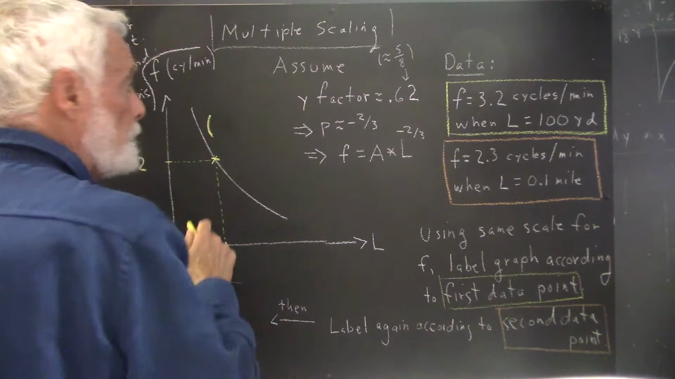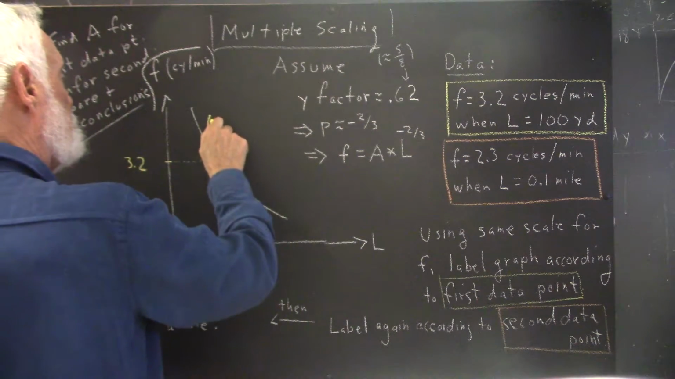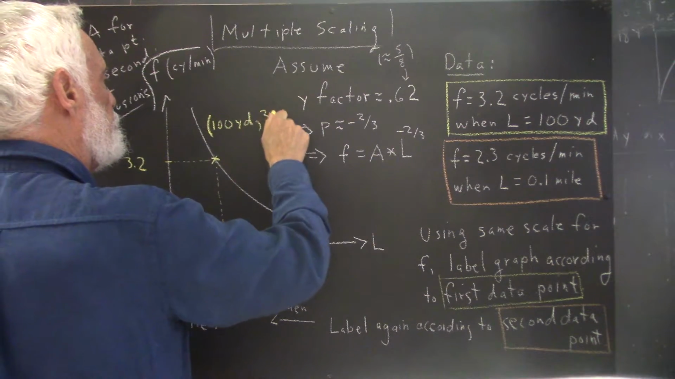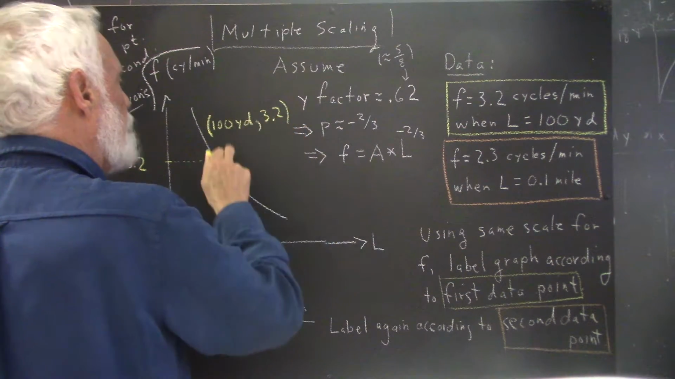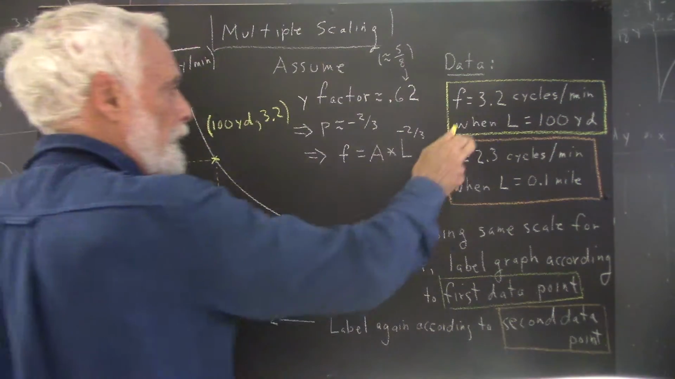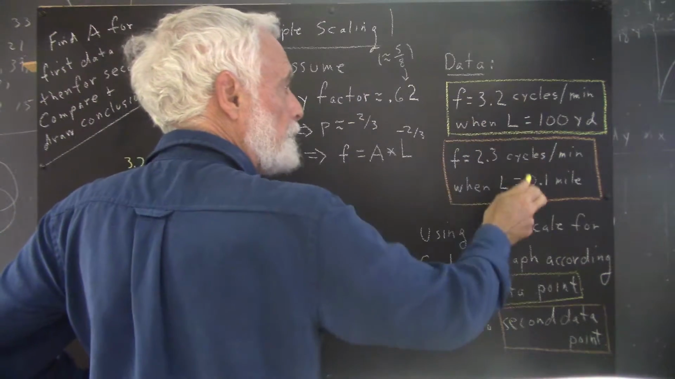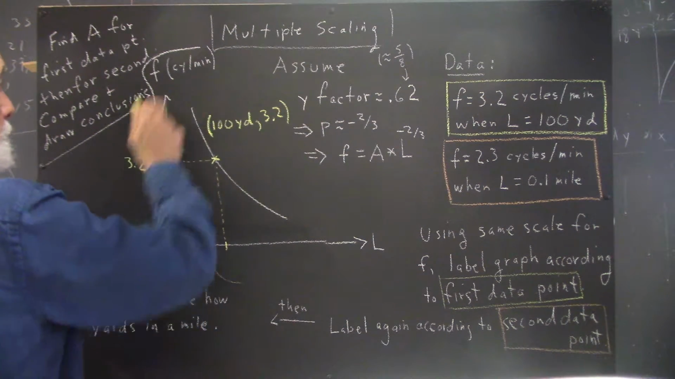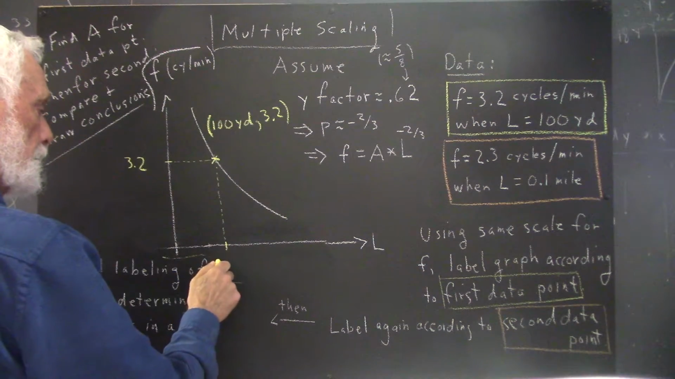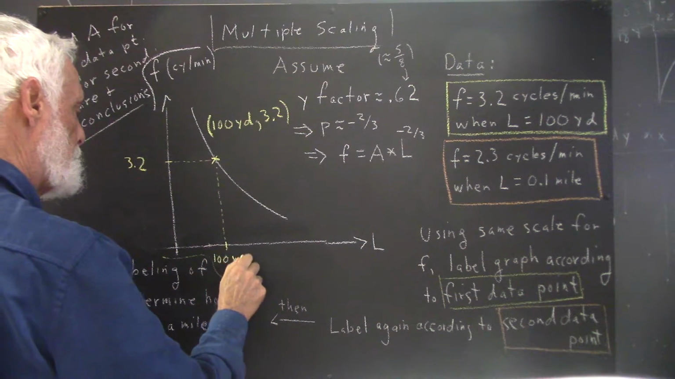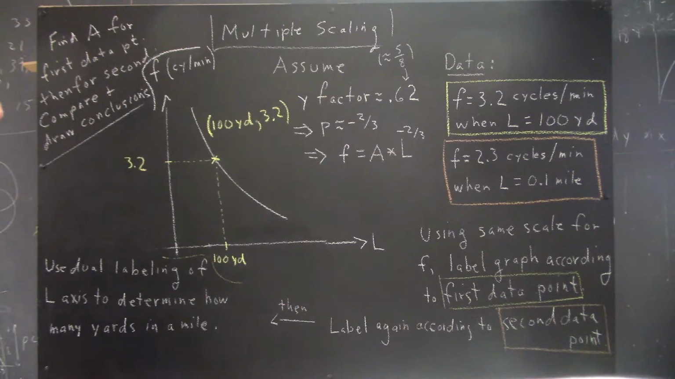Okay, so this would be what? 100 yards. .2. I put the yards on this because I have not labeled a scale here, because of course I've got two data points with different scales. Okay, so I have 100 yards, 3.2 here, which means that 3.2, meaning 3.2 cycles per minute goes here, and 100 yards is going to go here.